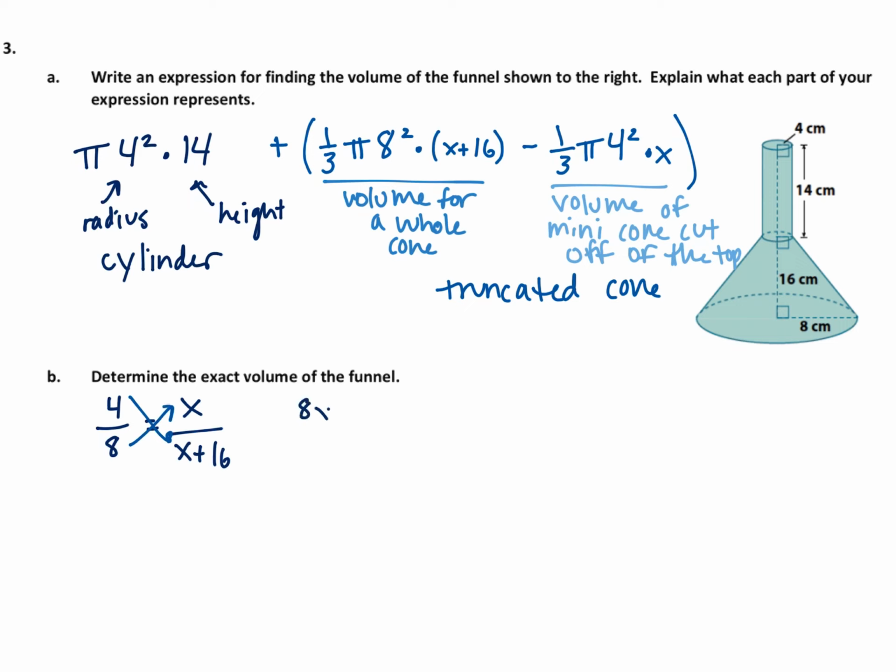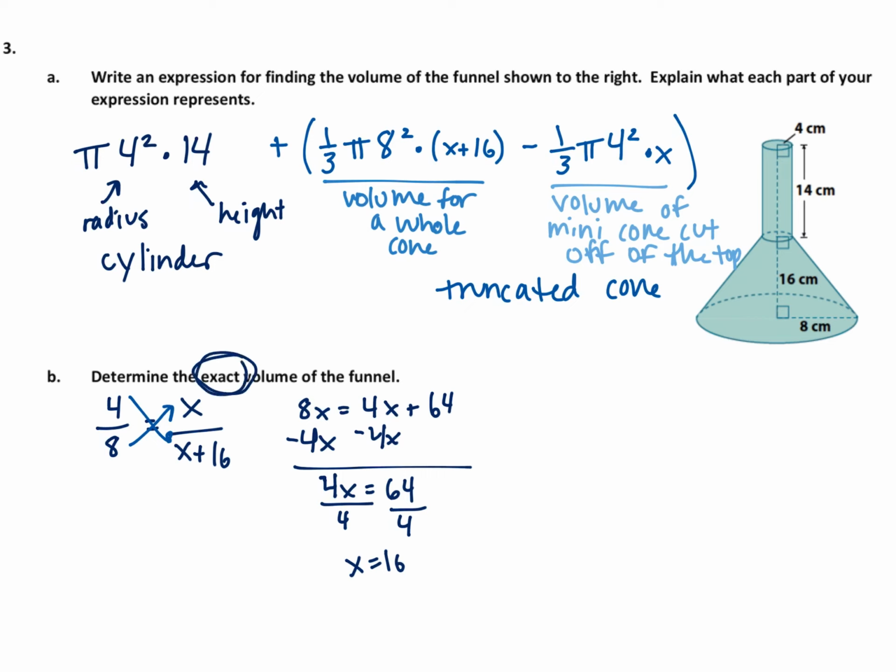We've got 8x equals 4x plus 64. We can remove 4x from both sides, leaving you with 4x equals 64, and divide by 4. And when you divide by 4, x is 16. So now we can use that to solve for the exact volume of the funnel. Using the word exact means that we're going to leave our answer in terms of pi.